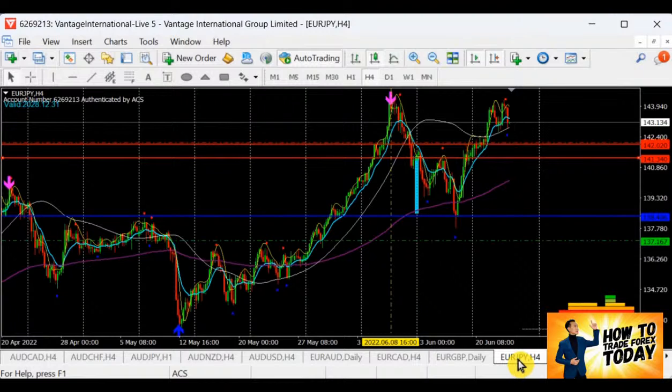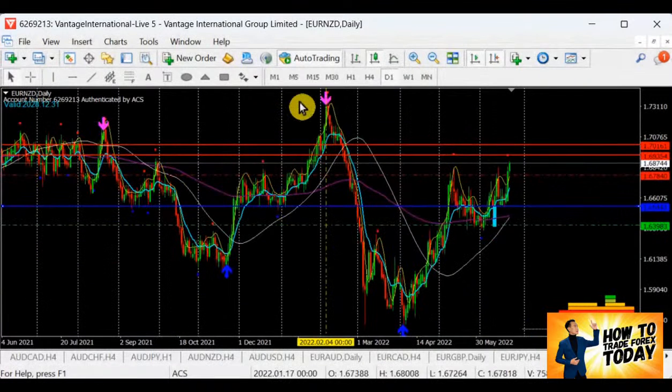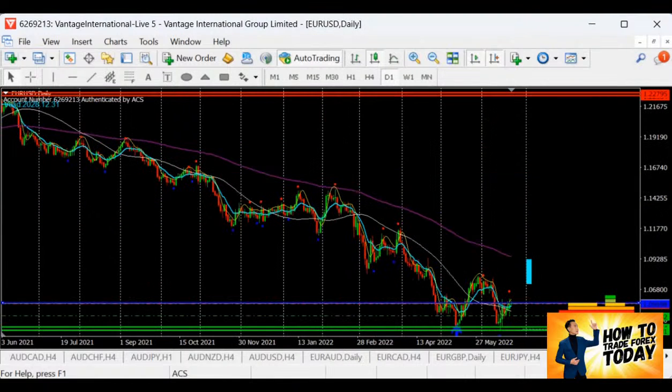Okay, so at this point, let's take a look at Euro Kiwi. Euro Kiwi over here, we are right into the bull. So tentatively it is coming to push higher. So I will not touch this Euro Kiwi, since it's a buy. Okay, so now let's take a look at Euro dollar. Euro dollar over here. Let's take a look at Euro dollar.